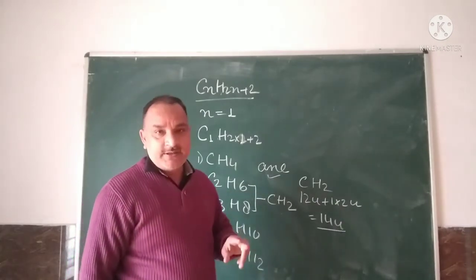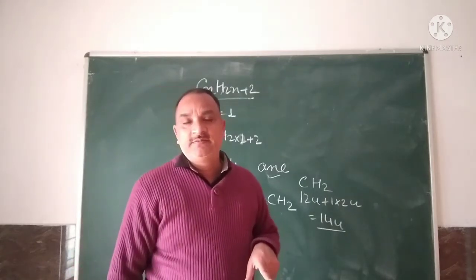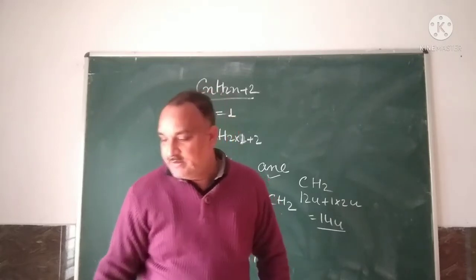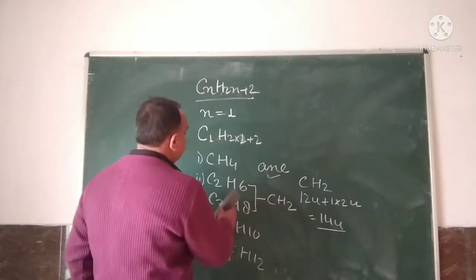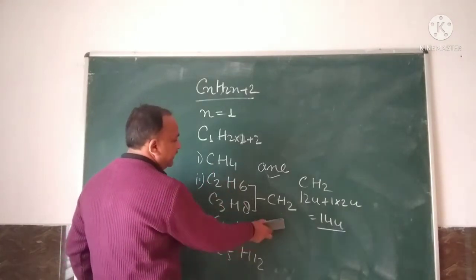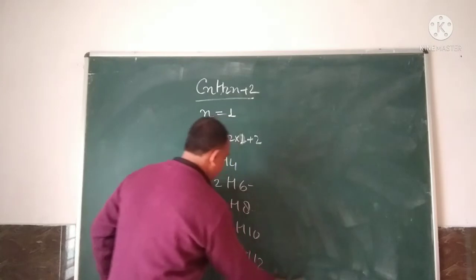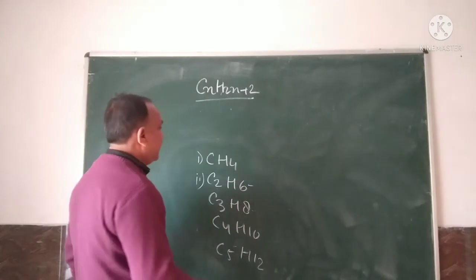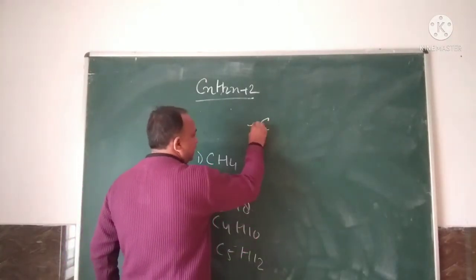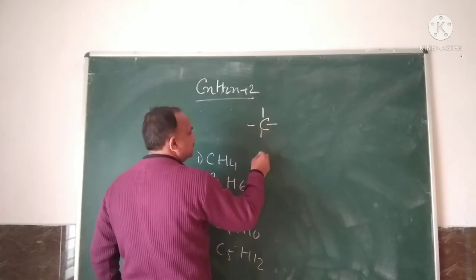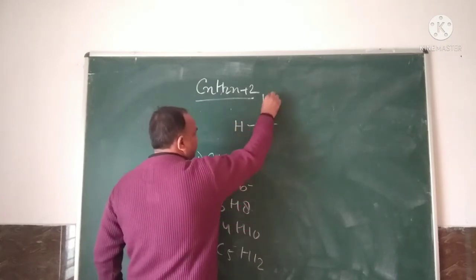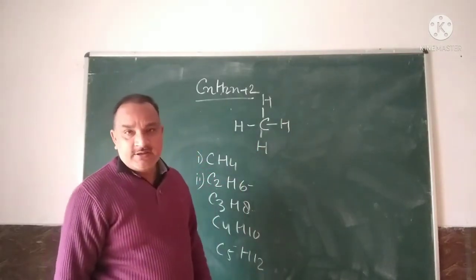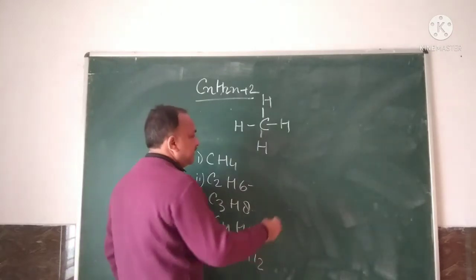Okay, there are two topics. First is the alkane series. Then we have the homologous series. In this way, we come to know about CH4, C2H6, C3H8, and in that part, we have two important terms. This is called the structural formula, and the other one is called the dot formula.